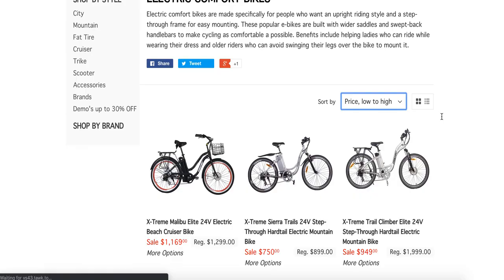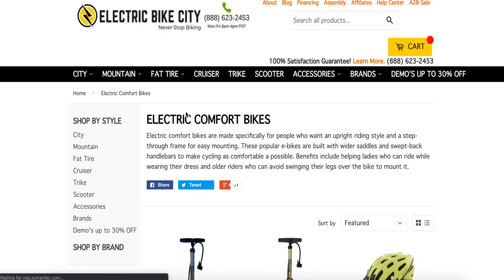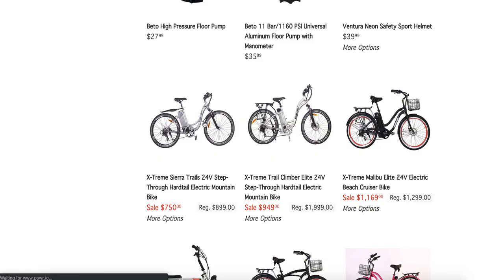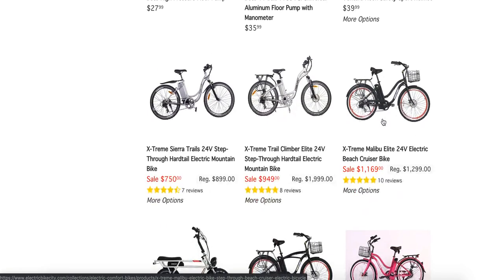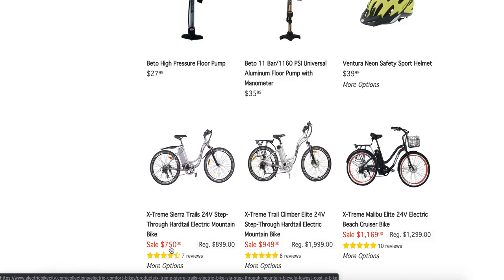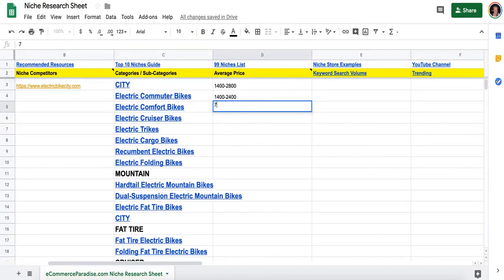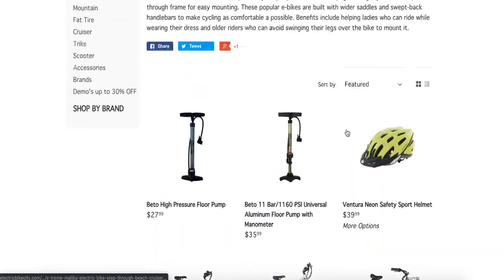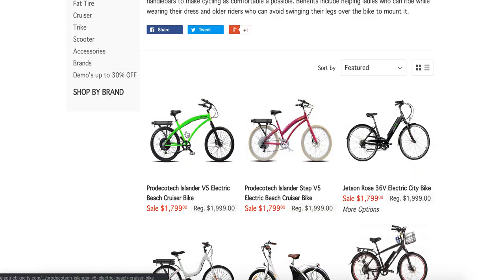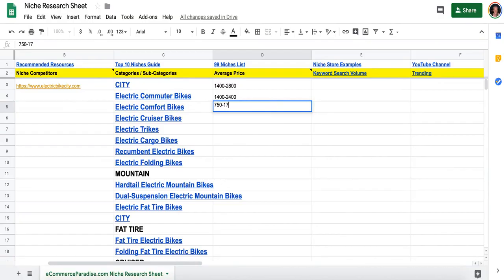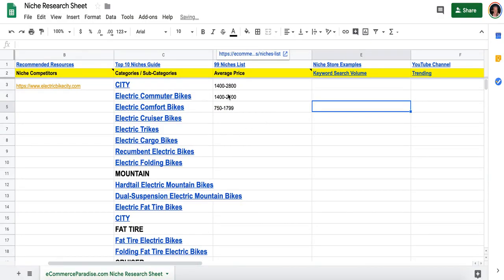So this is comfort bikes. I think the idea is that they have a big comfy seat, like split back handlebars, that kind of thing. It looks like maybe this one would work for that, so 750 to, high to low, this is definitely one, so 17.99 looks like. We'll go full up. Okay, so you guys get the idea. Just go through and complete the average price point for all the different categories, and that's it. Okay, see you in the next lesson.